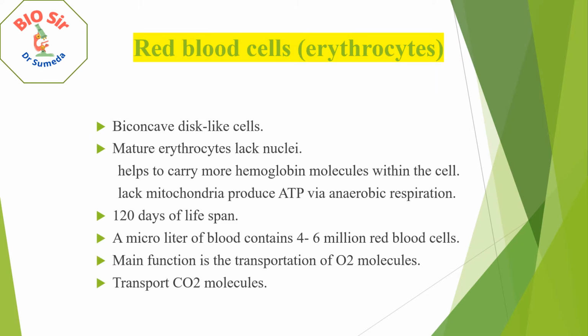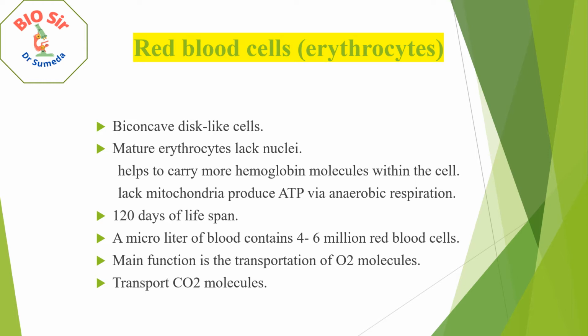When you talk about red blood cells, the other word is erythrocyte. Shortly, we will say RBC. Red blood cells have a biconcave disc-like shape. When the red blood cells or erythrocytes mature, they lose their nuclei. This helps them to carry more hemoglobin molecules within the cell.